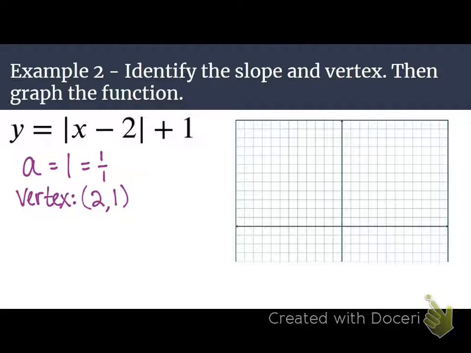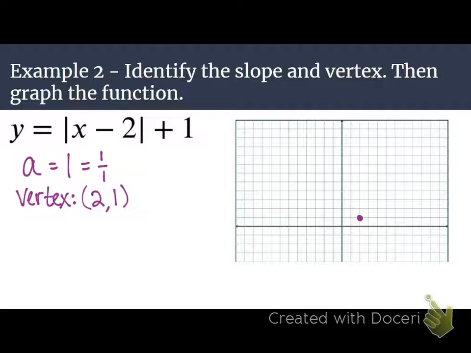So we want to start from our vertex. So where is this point going to be? Right 2, up 1. So from our vertex, we go to the right 2 and then up 1 to graph that point. Just like you would graph any other point, we graph our vertex. That's our starting point. Would you go up 1 over 1? Right. Okay.